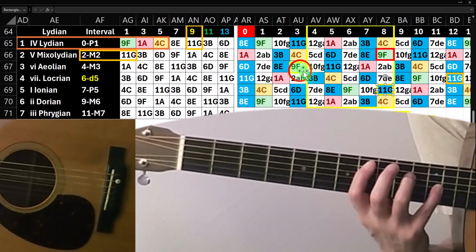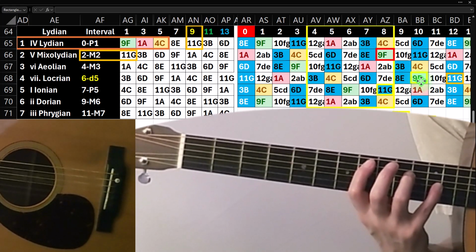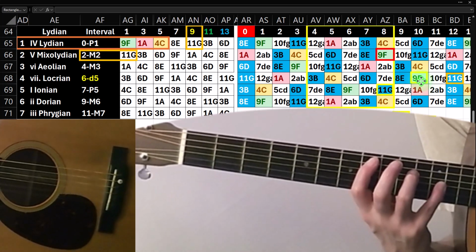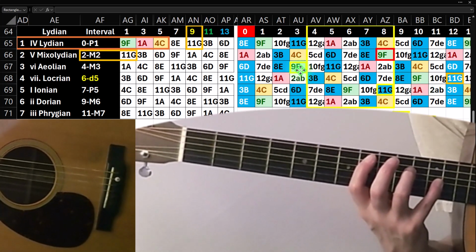Also, if I was on this string, we'd have a similar thing, but let's not do that because that's out of the picture.